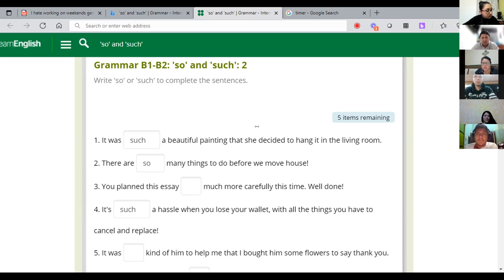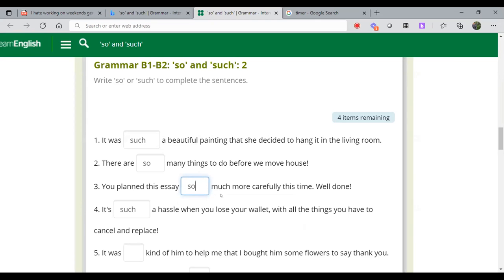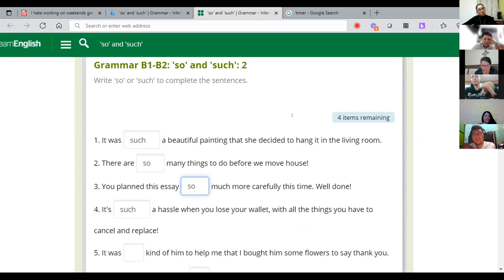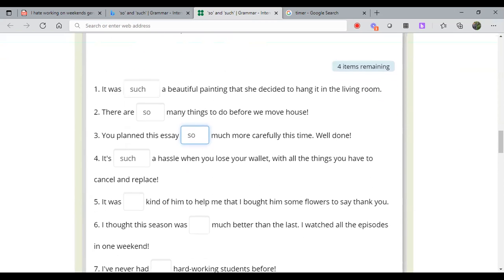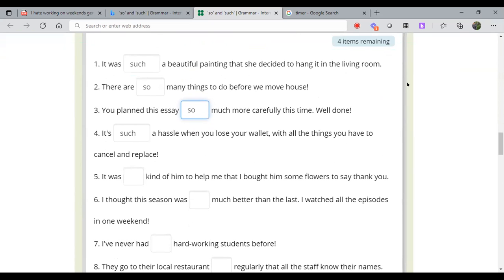Teacher, en la 3 no puso su. Sorry, ¿cómo lo borré? O le pongo SOS otra vez. Sorry about that, Miss Claudia. Okay, I'm sorry about that. Okay, number 5 and 6.